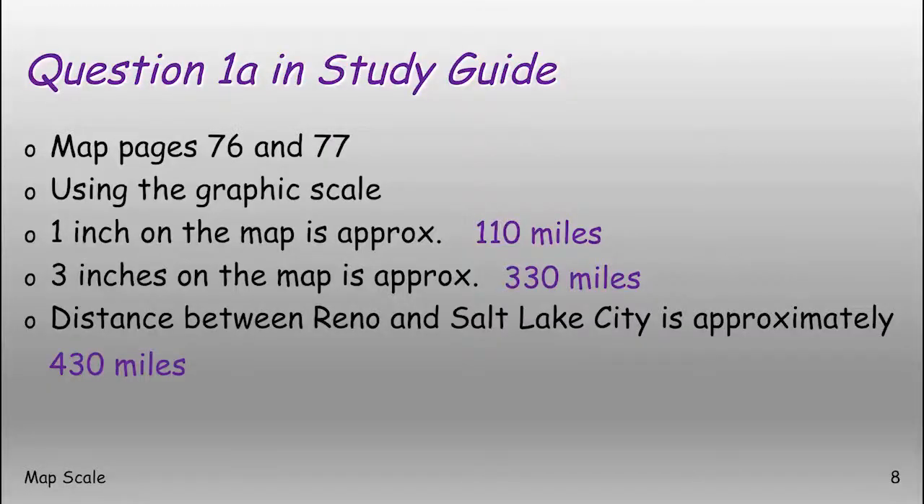So here are the answers for question 1A in the study guide. For the distance, 1 inch on the map is approximately 110 miles on the ground. 3 inches, approximately 330 miles on the ground. And the distance between Reno and Salt Lake City in a straight line, obviously, is approximately 430 miles.